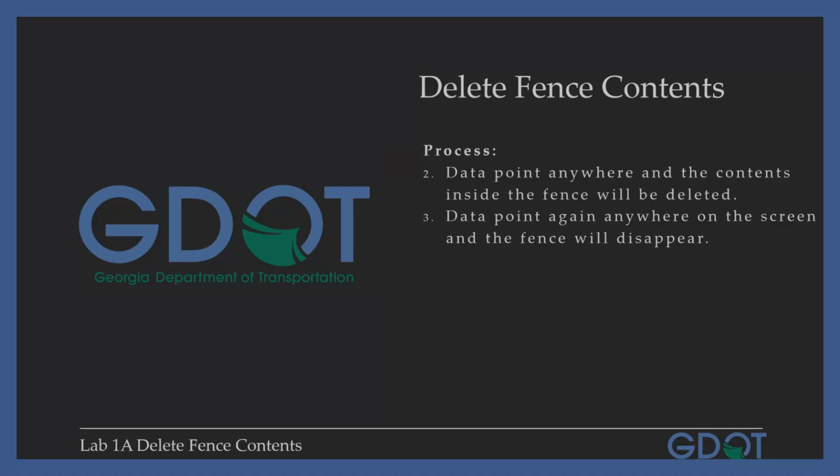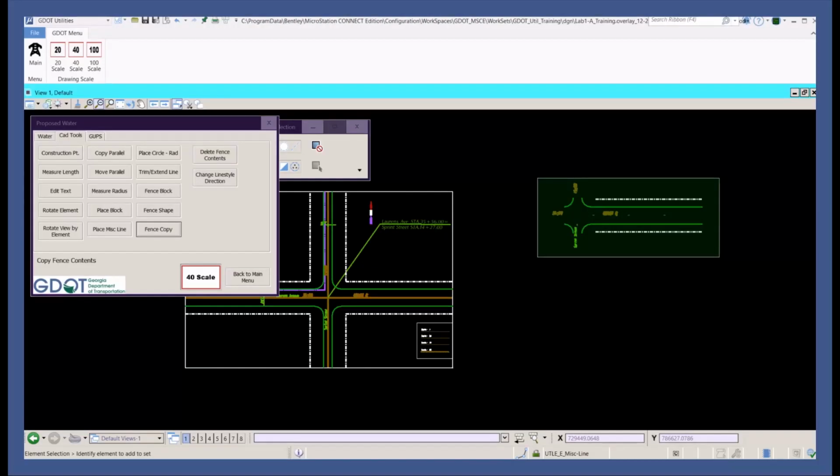Data point or left-click anywhere in the view, and the fence contents will be deleted. Data point again anywhere in the view, and the fence will disappear. The fence and fence contents from the previous exercise will be repurposed for use in this current exercise, the Delete Fence Contents exercise.